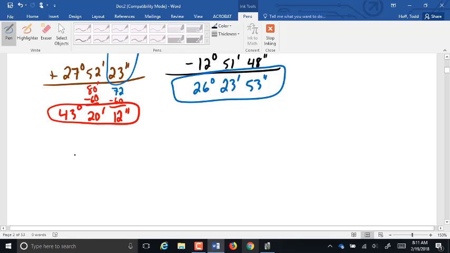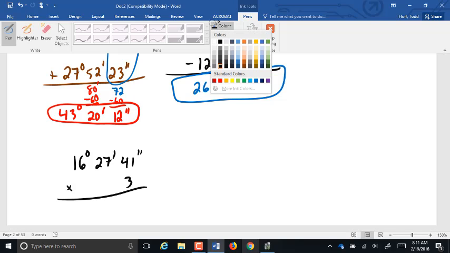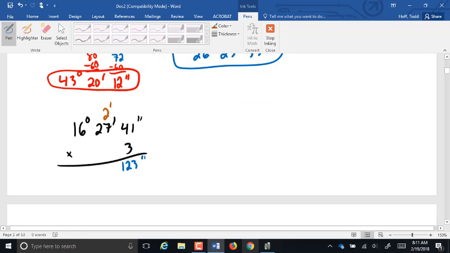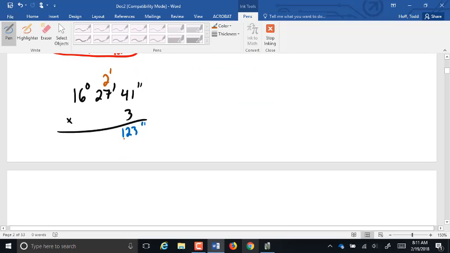We can multiply. 16 degrees, 27 minutes, 41 seconds times 3. Well, 41 times 3 is 123 seconds. We can actually get 2 minutes out of that, can't we? Because it'd be 60 and then 120. So 2 minutes is 120. We take that out, there's 3 seconds there.